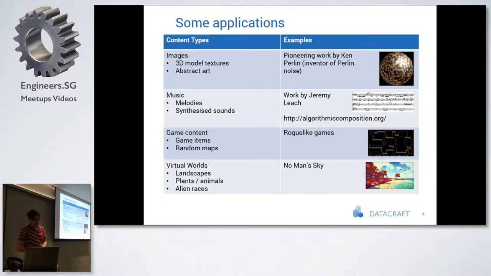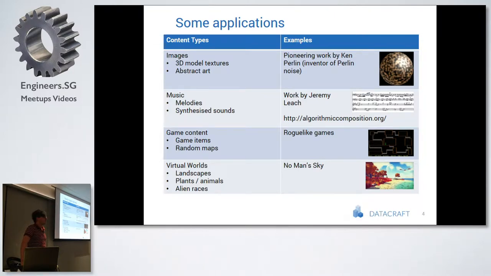One of the things is creating textures. The kind of textures you see in computer games are often generated with some of these techniques. You can do it for abstract art, just creating things that look beautiful. You can do it with music. What you apply to graphics can also create sound, and there's been a lot of progress recently in creating reasonable sounding music from some of these techniques.